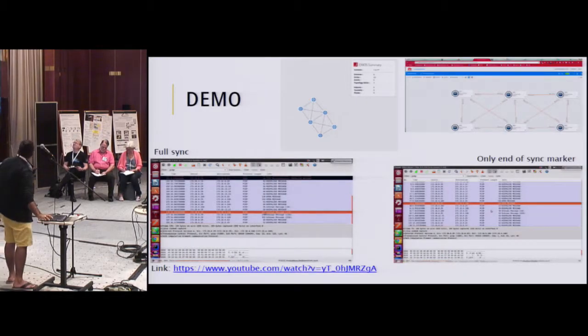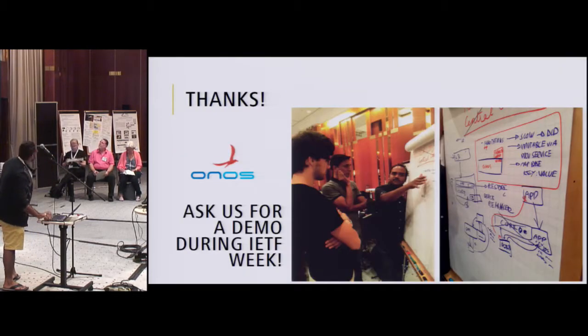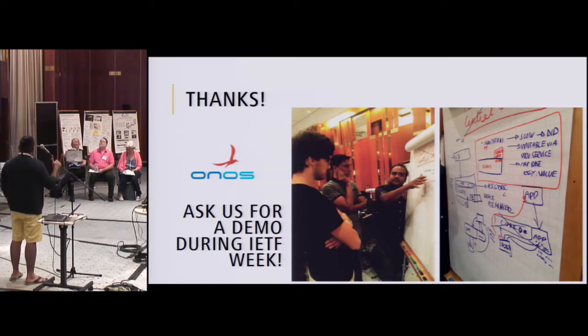So this is the Wireshark output with the number of messages. And what we used was the Huawei Sandbox. That's the topology. On the other side, you see the owner's display. And that's the YouTube link. Thank you. Any questions?